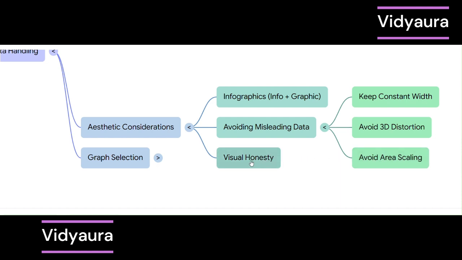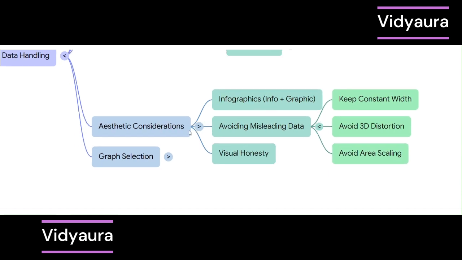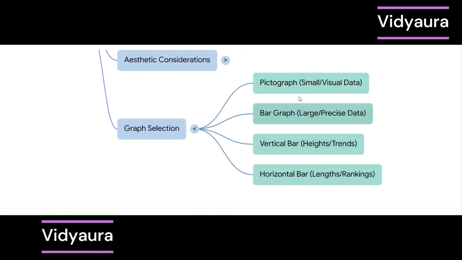Final step: graph selection. How do you know which one to use? Use a pictograph for small visual data meant for a quick glance. Use a bar graph for large, precise datasets where accuracy is king. Choose vertical bars when you want to show heights or trends. Choose horizontal bars for rankings or when you have long category labels.